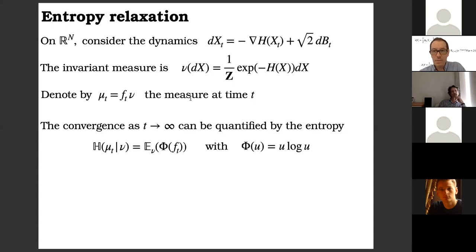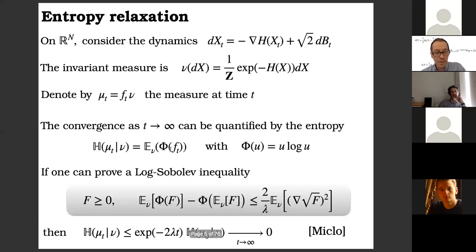There are many ways to quantify the distance between the measure mu t and its invariant measure. One very convenient and relatively strong way is to compute the relative entropy between mu t and the invariant measure. Relative entropy is nothing but taking the expectation of the function f t log f t with respect to the invariant measure nu, f t being the Radon-Nikodym derivative of mu t with respect to nu. And as I'm going to use this function u log u heavily, it's going to be called phi throughout the talk.